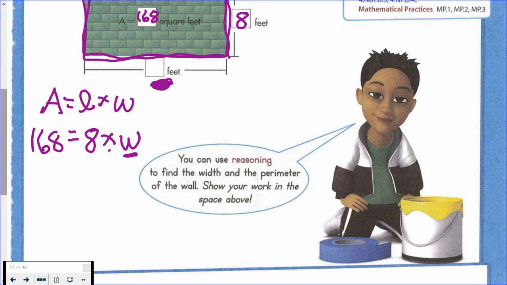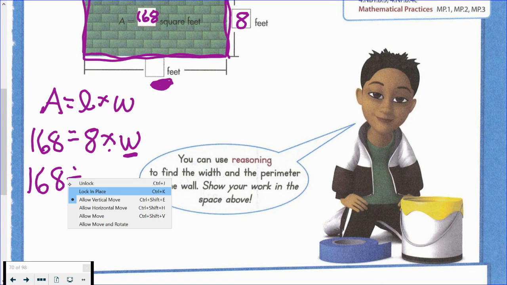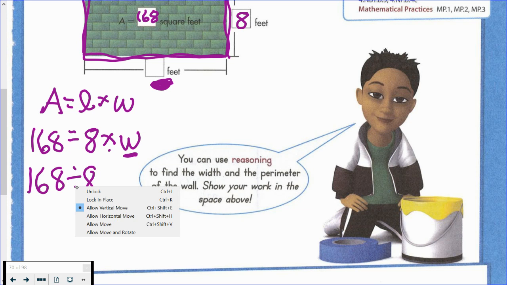This is where a calculator is going to come in super handy. And if you don't have a calculator, you're going to need to find one. Okay? So if we solve 168 divided by 8, that is going to give us this missing number of the width.